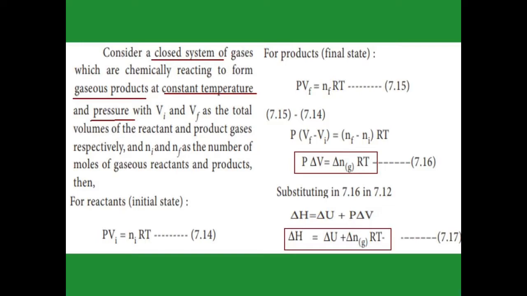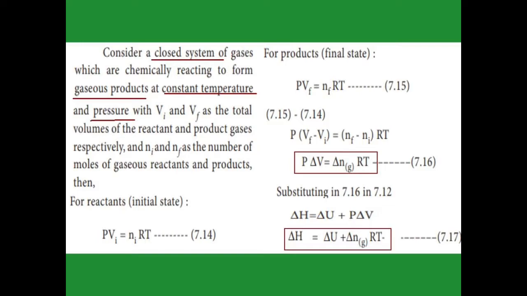Then Vf - Vi we can write as delta V, and Nf - Ni we write as delta Ng. The g represents that it is for gases, so for gases alone we can calculate the change in the number of moles. So P delta V = delta Ng RT, which we get as equation 7.16.